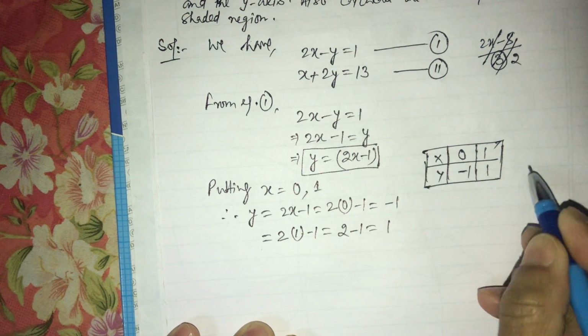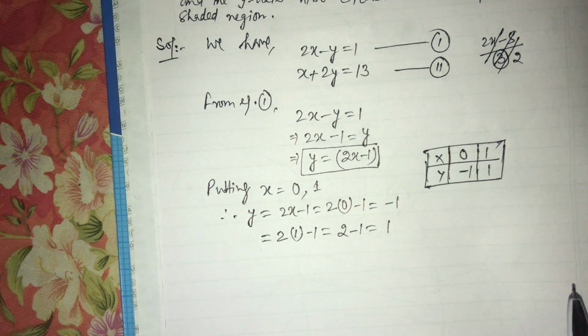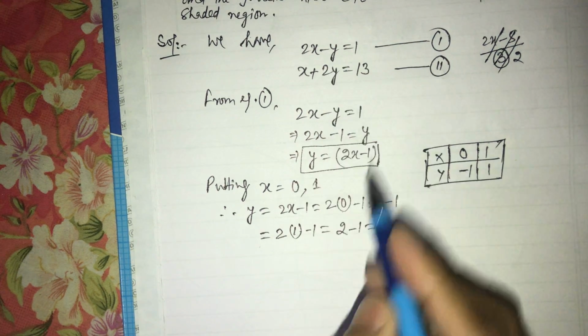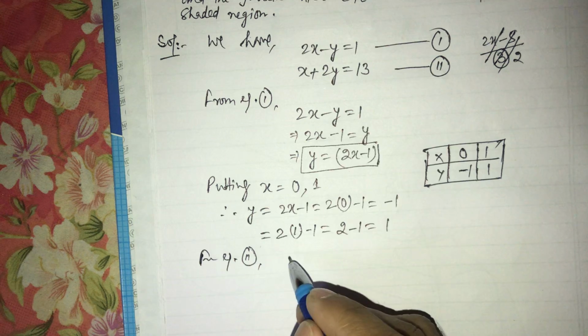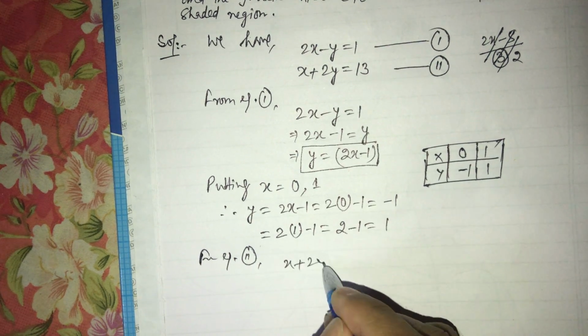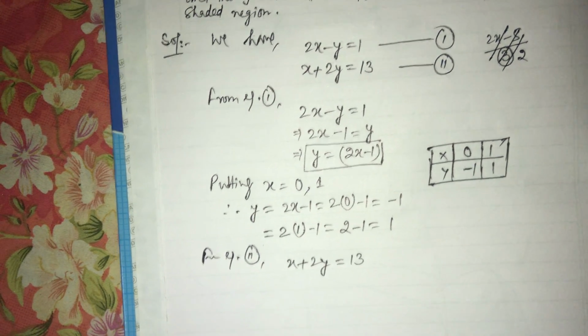Now the first table is obtained. Now go for the second table, meaning the second equation. Equation 2 is x plus 2y equal to 13.